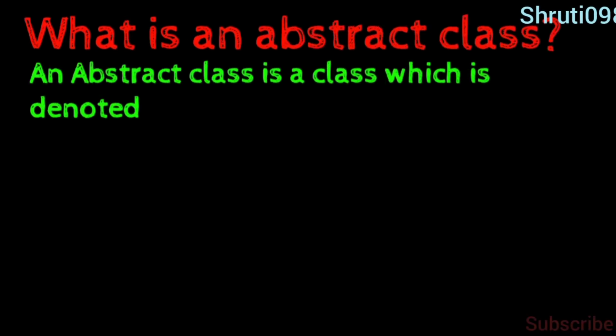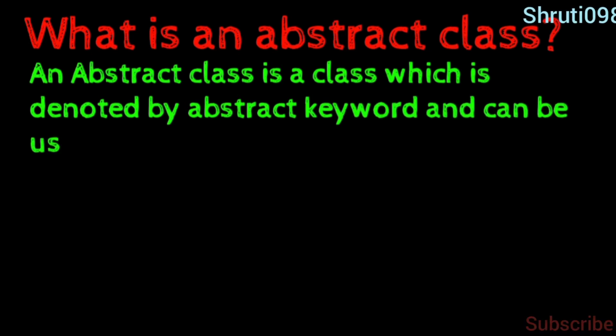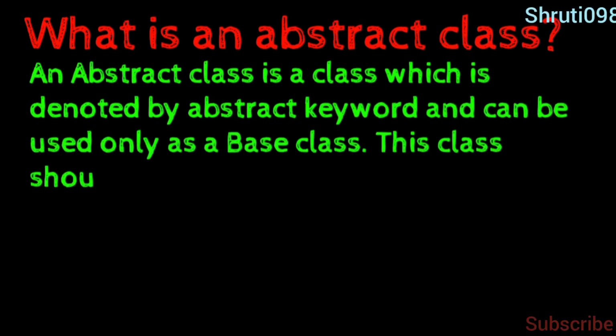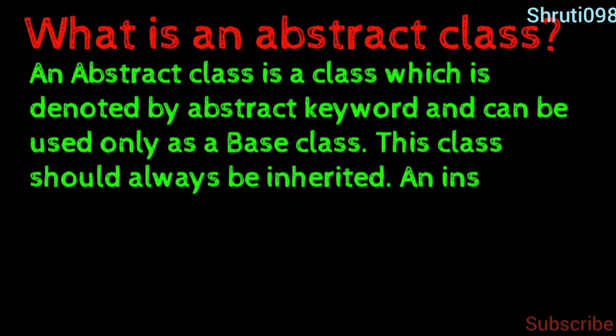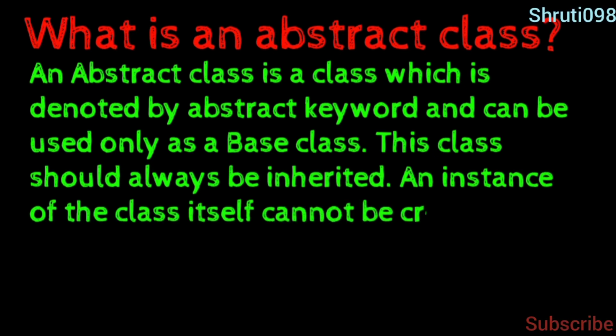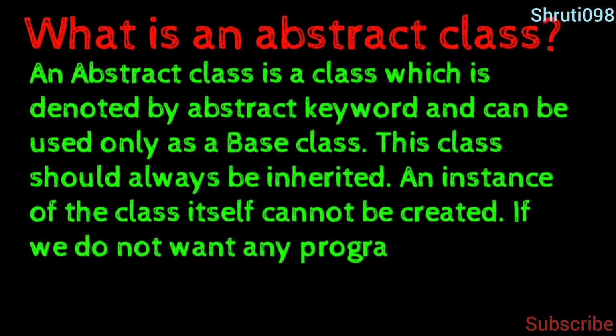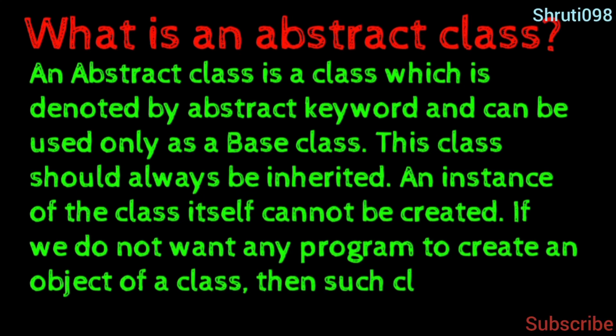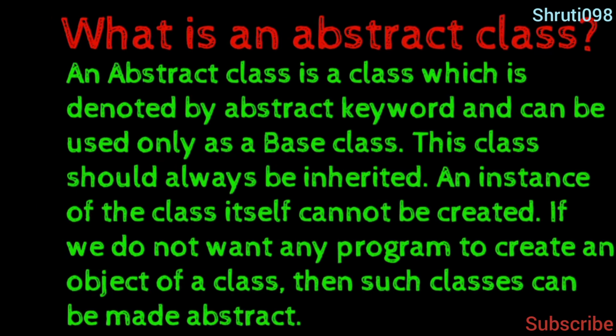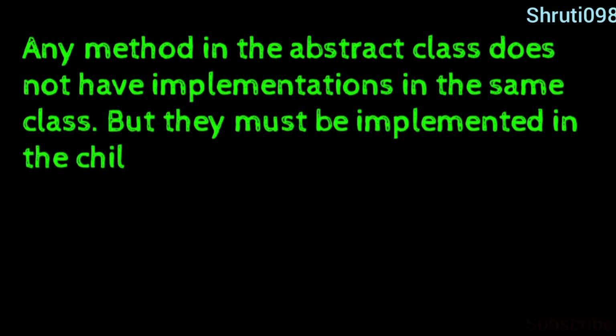Question: what is an abstract class? Answer: an abstract class is a class which is denoted by the abstract keyword and can be used only as a base class. This class should always be inherited. An instance of the class itself cannot be created. If we do not want any program to create an object of a class, then such classes can be made abstract. Any method in the abstract class does not have implementations in the same class. But they must be implemented in the child class.